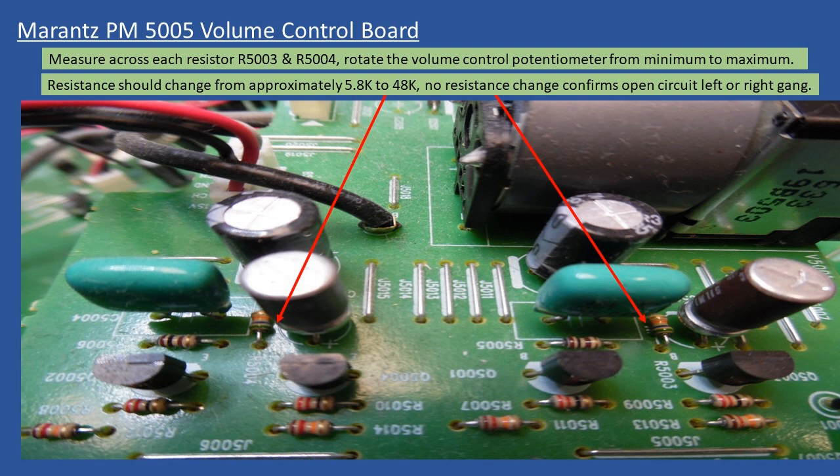And for this measurement, it was changing, so that told me one gang was working, which I knew because the left channel was fine. But then when I move over to R5004 and repeat the same step, it remained permanently high at about 48 k ohms, so that tells me that the gang is open circuit. So relatively straightforward to replace it.